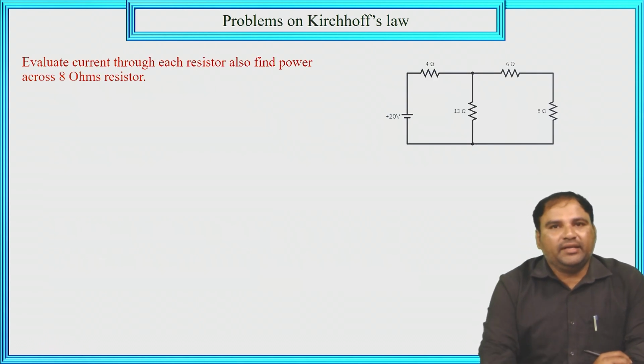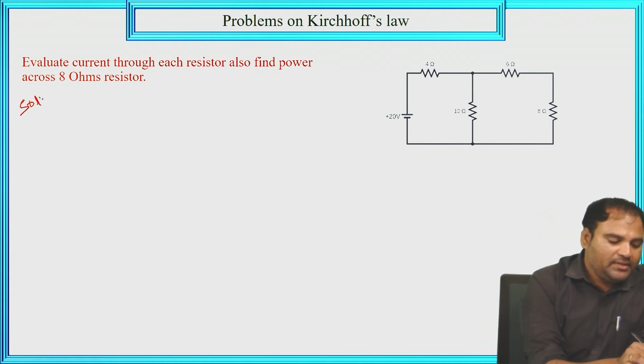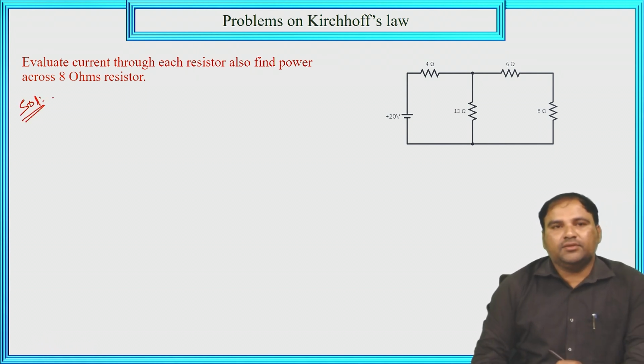So here I am taking one problem. Here is the question: evaluate the current through each resistor and also find the power across the 8 ohm resistor, by using the Kirchhoff laws. We need to calculate the current through 4 ohm, 6 ohm, 10 ohm and 8 ohm, and also we need to find out the power through the 8 ohm resistor. So what is step number 1 of the solution?